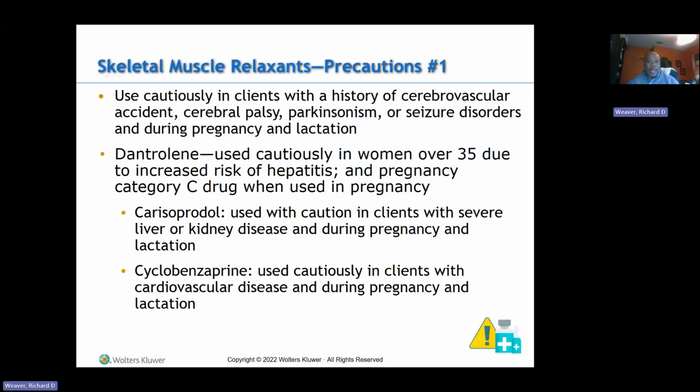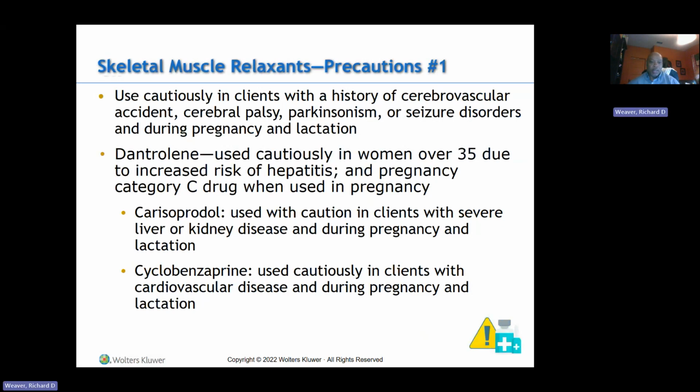All right. Now, skeletal muscle relaxants are also used with caution, meaning they can be given, but we just have to be cautious about their use. That applies to patients who have a history of CVAs, or cerebrovascular accidents, AKA strokes, cerebral palsy, Parkinsonism, seizure disorders, as well as pregnant and lactating women. Hepatitis is of concern when women and those older than 35 are prescribed dantrolene.